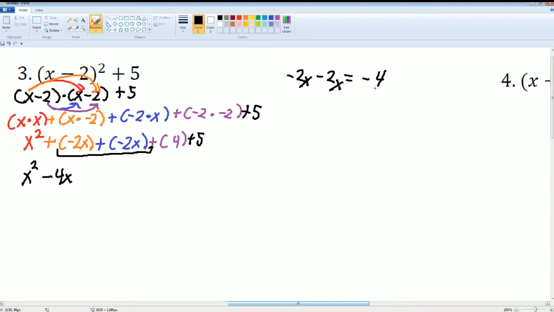Negative 2 minus 2 does not equal 0. That's wrong. So negative 2 plus negative 2 gets you negative 4. 4 plus 5 is just 9. So it becomes x squared minus 4x plus 9.